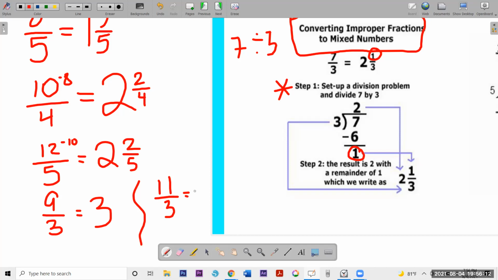Excellent. I could get 3 groups of 3 from 11 because that's 9. And I'm going to put minus 9. So how much I have left would give me 2. So my answer is 11 and 3 over 2.